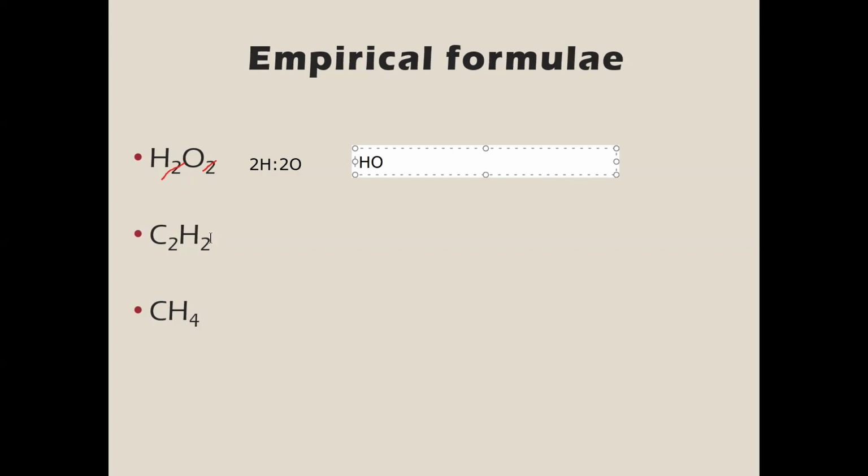Fine. C2H2, we can simplify it more to the empirical formula by dividing by 2, and the empirical formula will be CH. This methane cannot be simplified, so this is the empirical formula, CH4, because this is the simplest ratio of that compound.